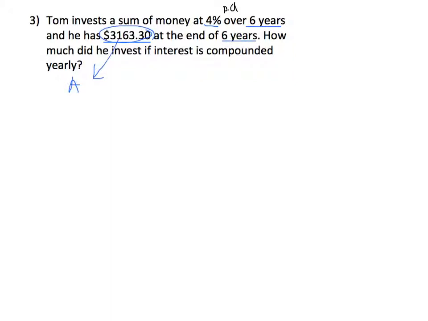Okay. How much did he invest? So the question is asking for the principal if interest is compounded yearly. Okay. So our compound interest formula is A equals P(1 plus R) to the power of N. Now, because interest is compounded yearly, that means we want our R and N in terms of years. And we've already got that in the question.